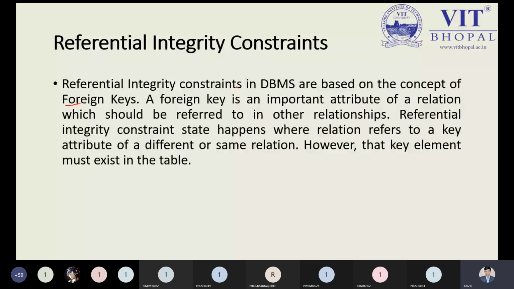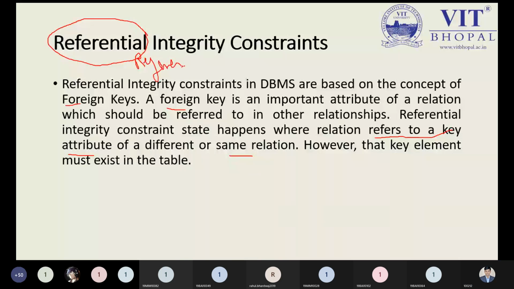Please keep in mind, I will tell you this concept through an example, then it will be clear to all. A foreign key is an important attribute of the relation which should be referred to as a relationship. A referential integrity constraint states that a relation refers to the key attribute of a different or the same relation. However, that key element must exist in the table. So referential, as the name suggests, will take the reference from the other table.